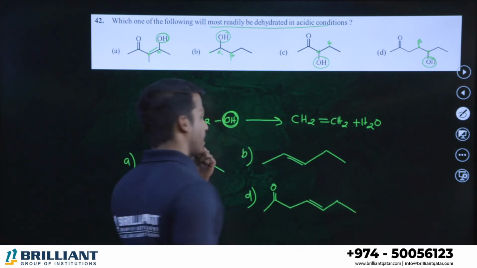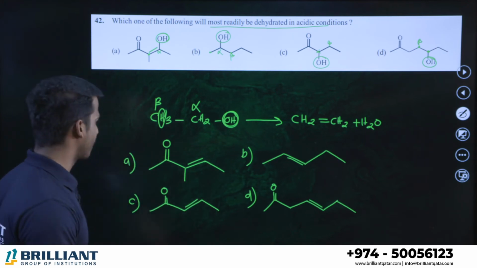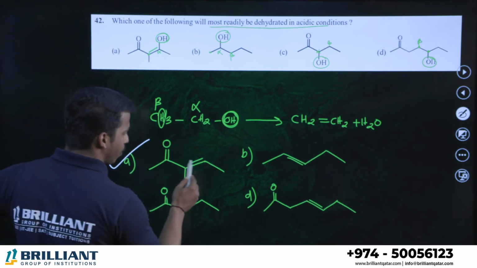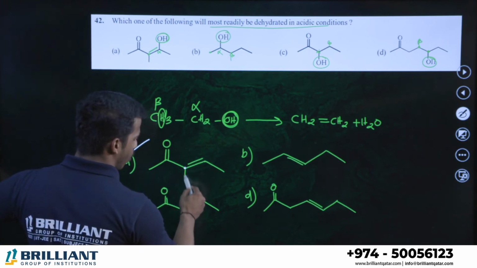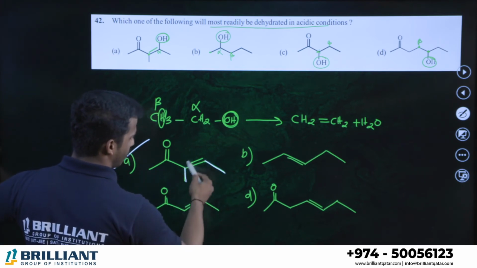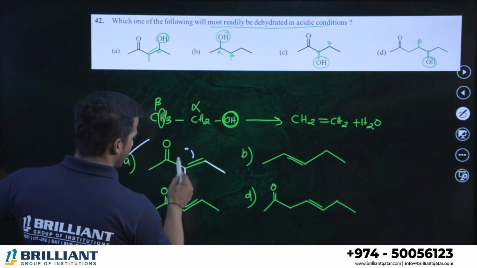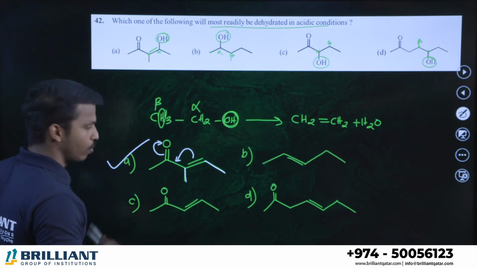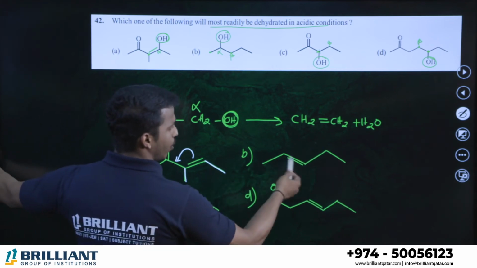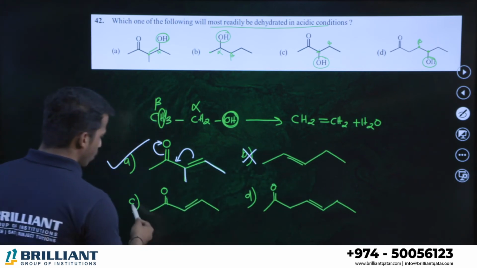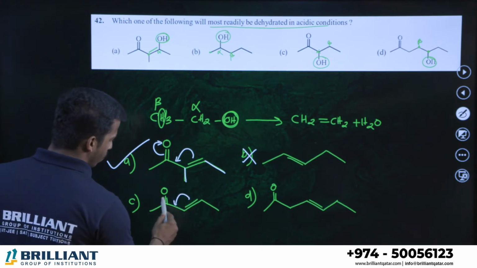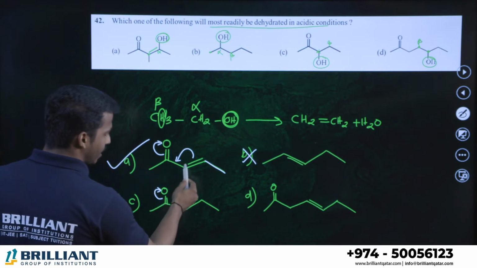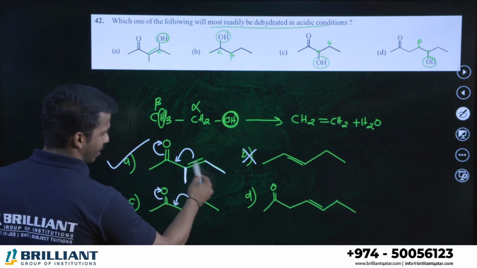That's the question: which alkene is more stable? I prefer option A. Why? You know, this double bond is more substituted, right? More substituted components are there. This alkene is more substituted. Even it is in conjugation with a double bond, it can undergo resonance, so more stable. Option B, no resonance possible here. Option C, one resonance is possible.